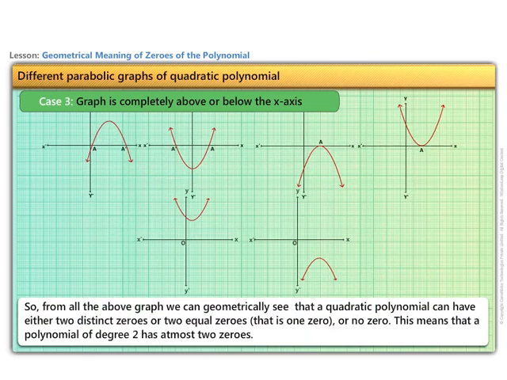So, from all the above graphs, we can geometrically see that a quadratic polynomial can have either two distinct zeros or two equal zeros, that is, one zero, or no zero. This means that a polynomial of degree 2 has at most two zeros.